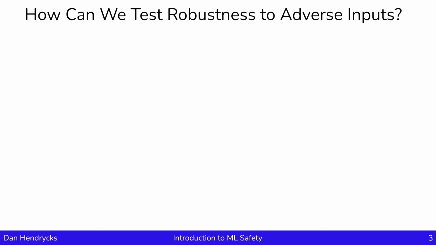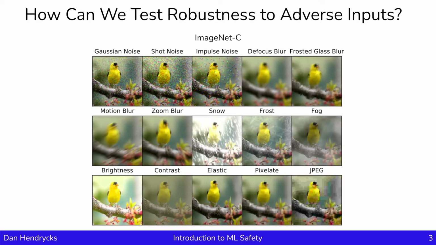We'll start with one of the earliest datasets, a vision dataset called ImageNet-C. ImageNet-C has many different corruptions. It's got 15 different corruptions, and each corruption is at 5 severity levels. So there might be a slight amount of Gaussian noise all the way to a very extreme amount of Gaussian noise. ImageNet-C spans different noise types, different blur types, different weather corruptions, and different digital corruptions too.